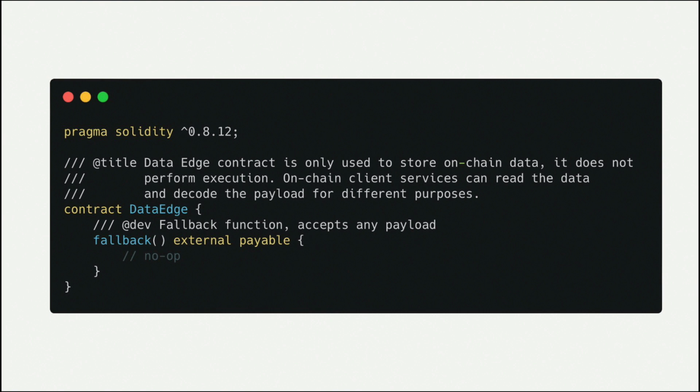And then that just has one function, the fallback function, that's always called when we call that contract with a function that doesn't exist. And that's it. And it does nothing. But what happens when we call that function is that all the calldata that we send to that function gets stored on chain and can be indexed by The Graph.